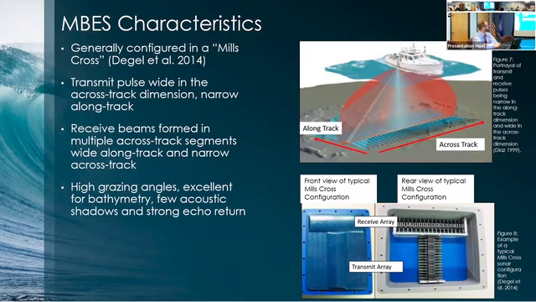A benefit of multi-beam for bathymetry is the grazing angle. That's the angle between the transmit and the seafloor. They have high grazing angles, which makes it excellent for bathymetry. There's few acoustic shadows, so the sound is insonifying the full range of those features, and strong echo returns. Whereas the Sidescan has low grazing angles, so when that beam hits a feature, no sound is going around to the backside of that, so you get an acoustic shadow, which does make it good for object detection.